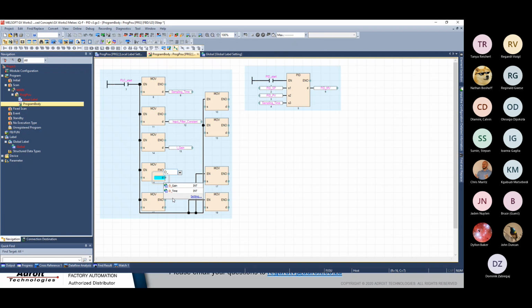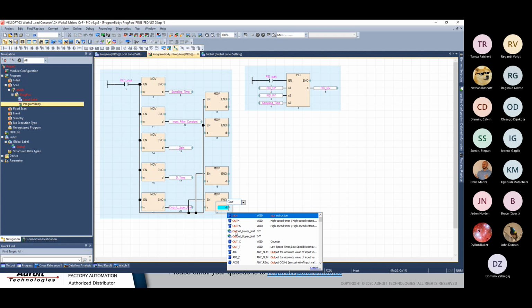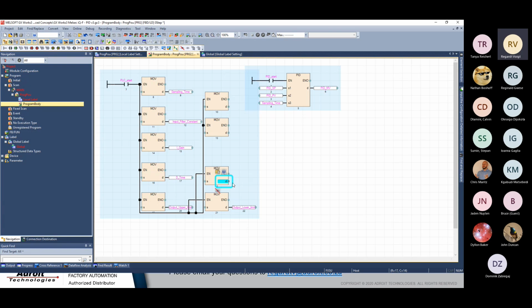The time. We'll have an upper limit, so it will be my output upper limit. This will be my output lower limit. This will be my D gain.